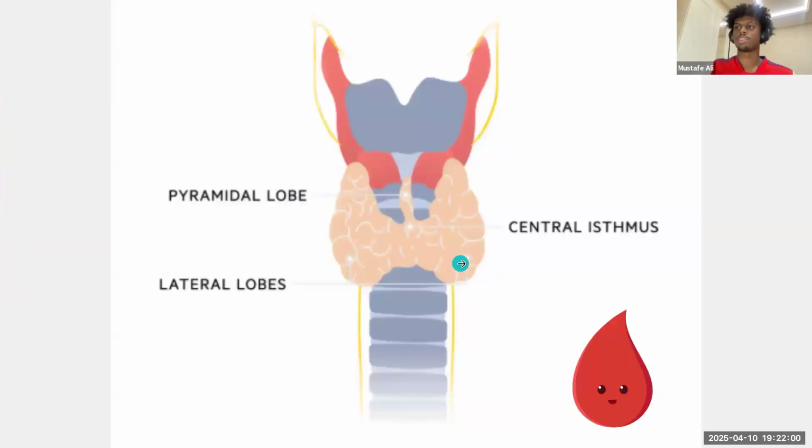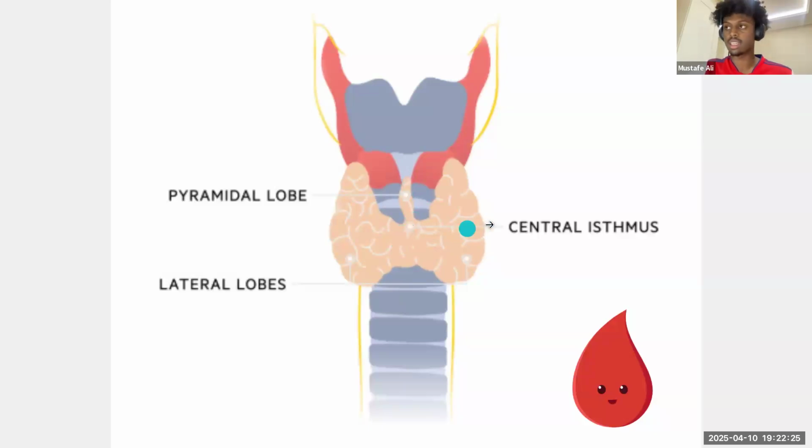Now, the pyramidal lobe is a lobe that is abnormal. It's only present in a certain number of individuals, and it arises from the isthmus. The isthmus is the central part of the thyroid gland, and it connects both lateral lobes, the right and the left. And when this pyramidal lobe arises from the isthmus, it forms around the second and the third tracheal rings.